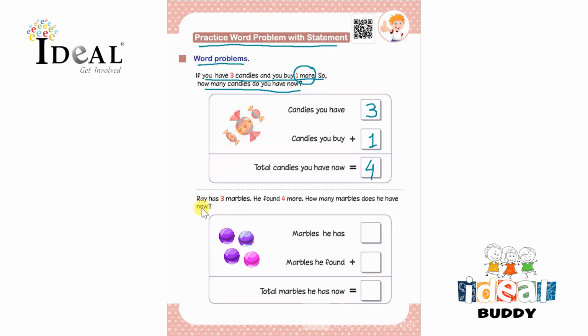After that it's Ray has 3 marbles. He found 4 more. How many marbles does he have now? So marbles he has is 3. Marbles he found is 4 more. So now the total number of marbles he has now is equals to 7, which is 3 plus 4.